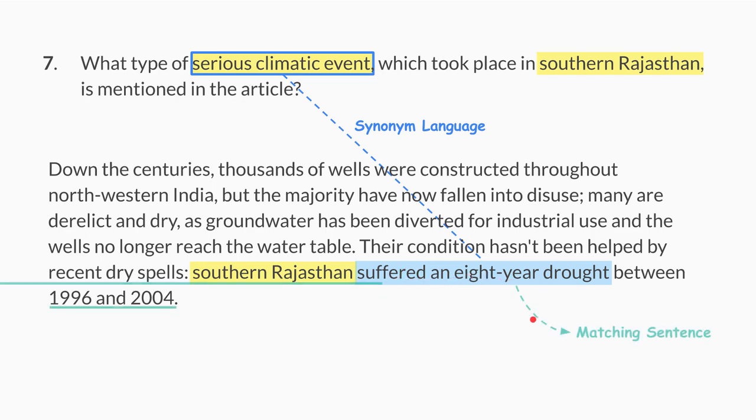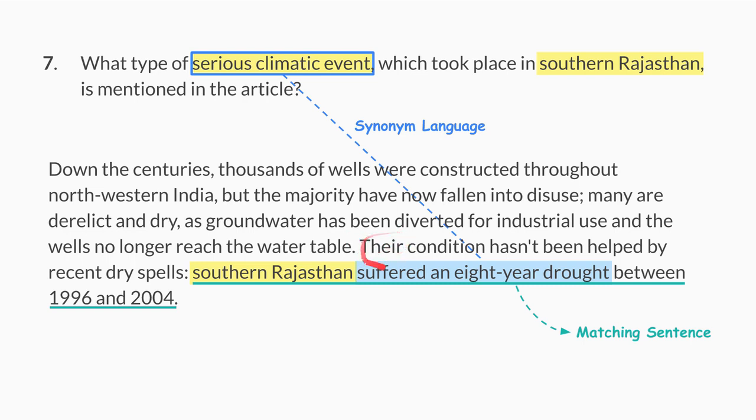The next thing that we're going to do is underline our matching sentence. This is our matching sentence. The matching sentence is the sentence in which we're going to find our answer. It is the sentence in which we have found our keywords and the synonym language. So this is where we're going to find our answer. So personally, I like to underline this matching sentence. You can do the same if it helps you, but you don't have to. It is optional. So now that we have identified our matching sentence, let's go ahead and read this sentence.